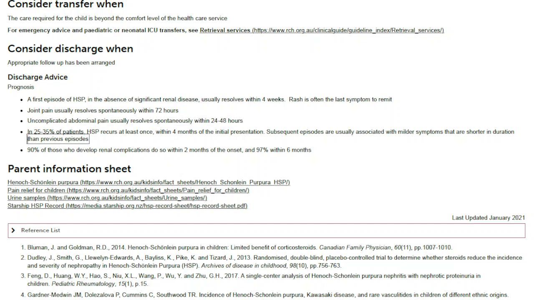In 25 to 35% of patients, HSP recurs at least once, within 4 months of the initial presentation. Subsequent episodes are usually associated with milder symptoms that are shorter in duration than previous episodes. 90% of those who develop renal complications do so within 2 months of the onset, and 97% within 6 months.